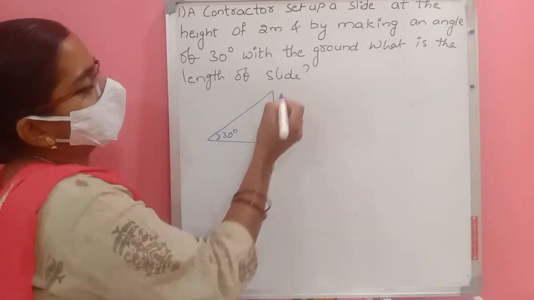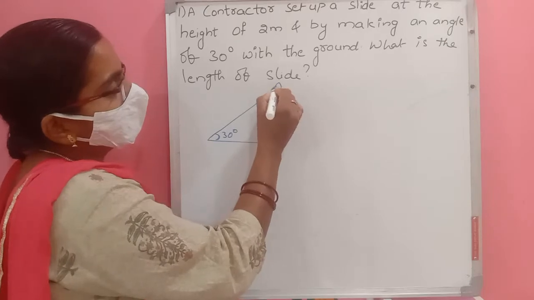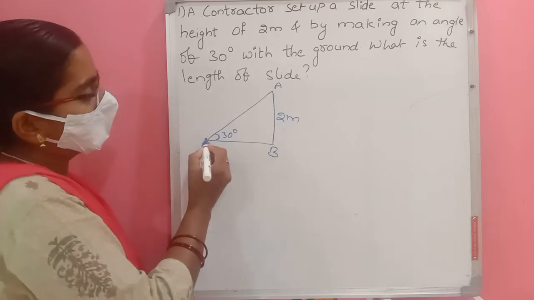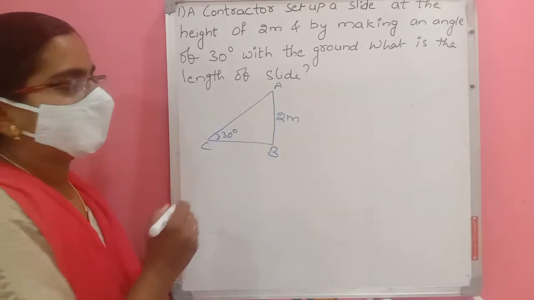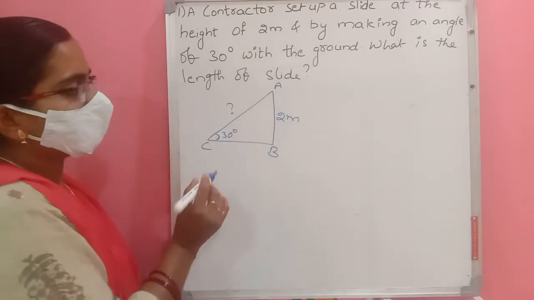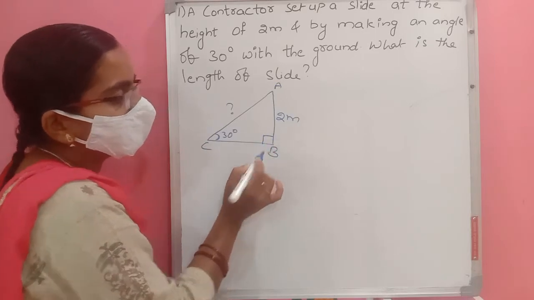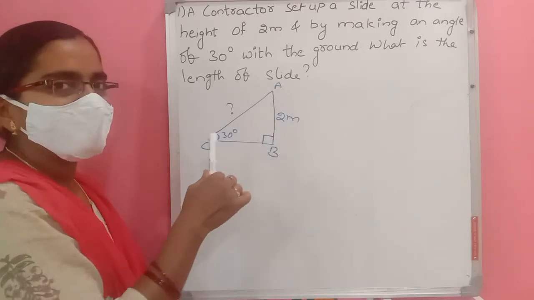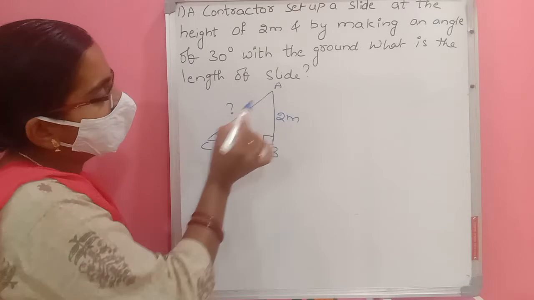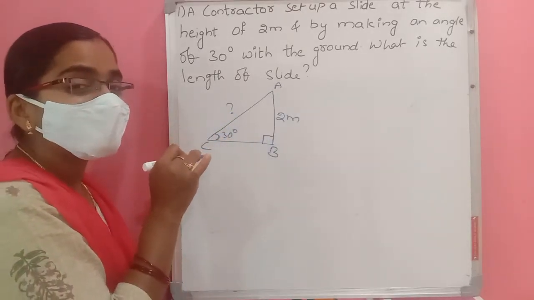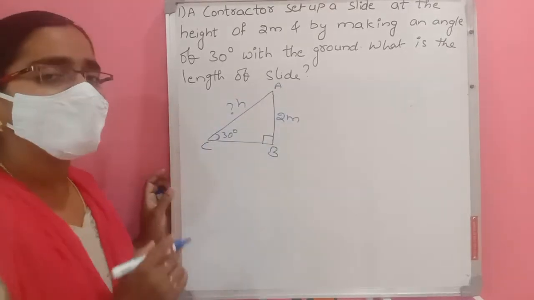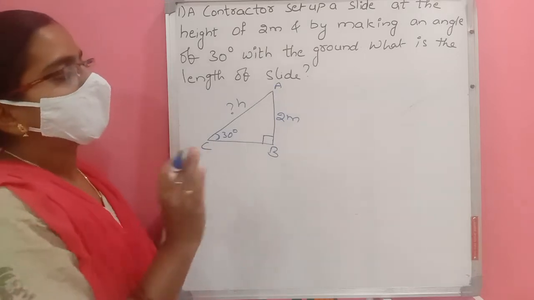This is in the form of a triangle, so we can take it as triangle ABC, in which the slide is AC. This length we have to find out. This is a 90 degrees angle, because the height is always 90 degrees to the ground. The side opposite to the 90 degrees is called the hypotenuse. This is a right angled triangle, so AC is the hypotenuse, and we have to find the hypotenuse value.